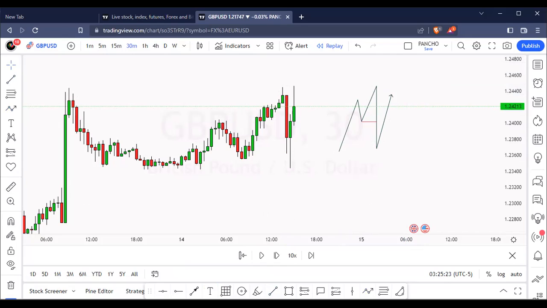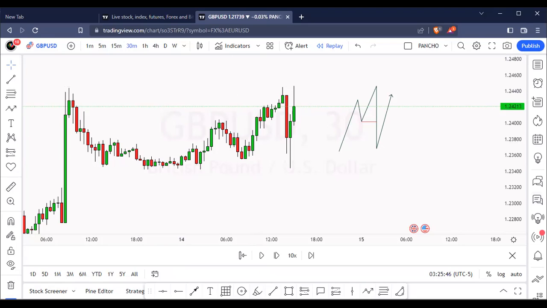I didn't. Which one? In this pattern, this method, which one are you taking as a change of character, bro? Which low are you taking as a change of character? This hammer candle, are you taking it as a change of character?